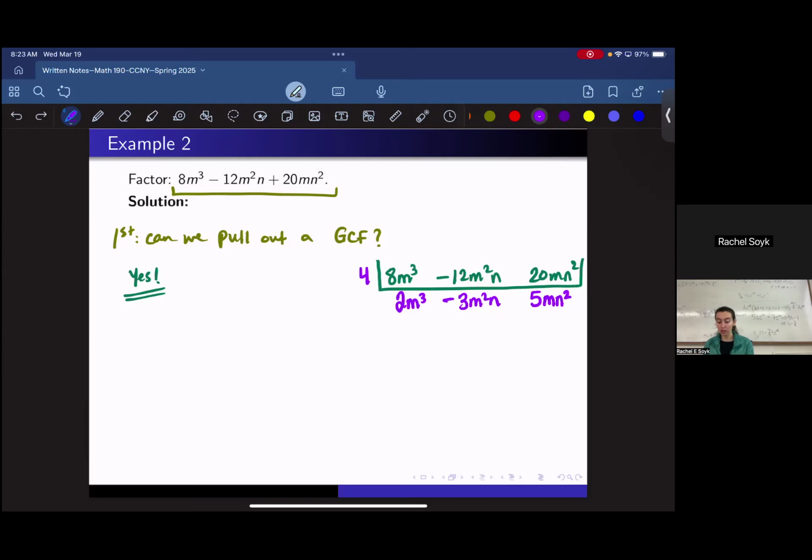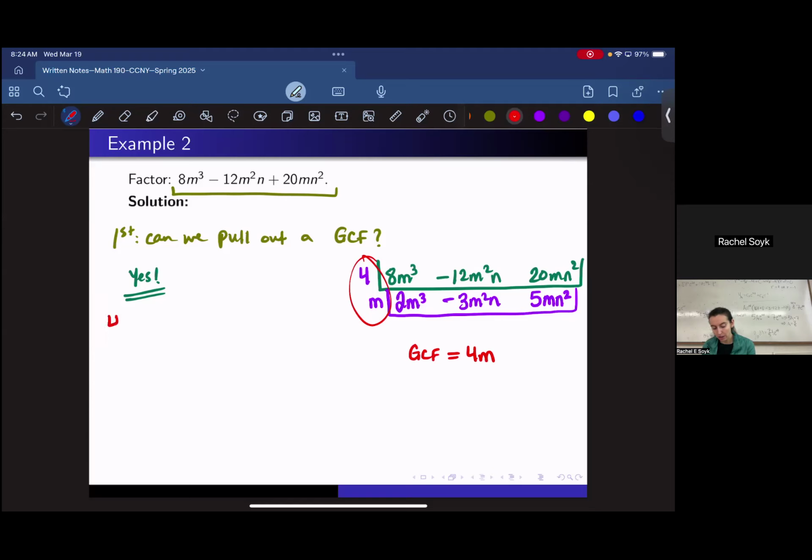So let's go straight to the variables. What's the lowest exponent for our m? It's just m, right? And then do we have at least one n in each situation? We don't have it here. So we finished up our cake, which means what's our GCF? The product of 4 and m, which is 4m.